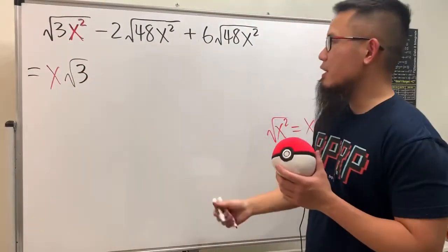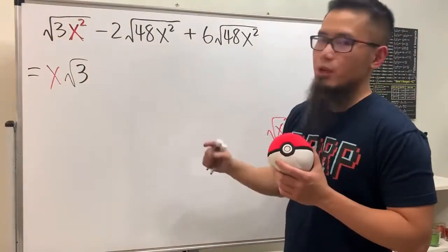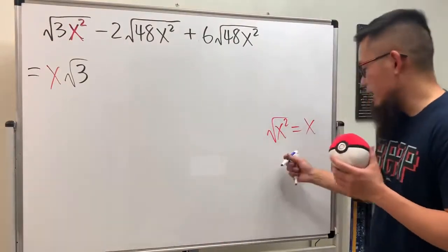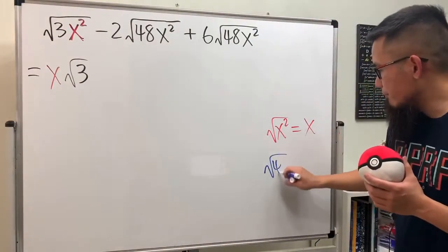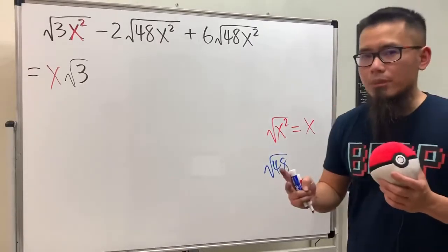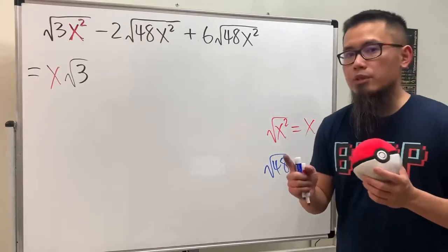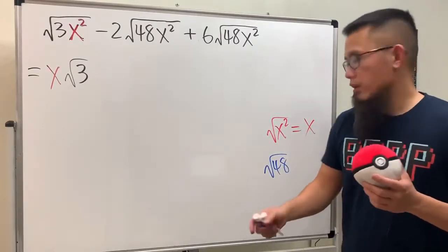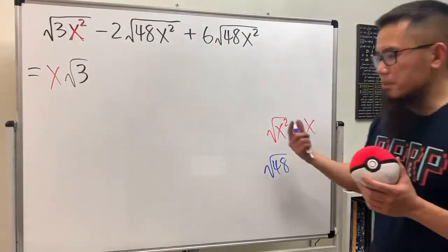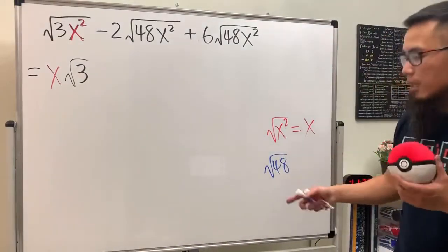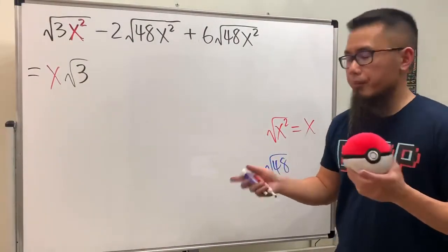Now for the next term, we have the 48 right here. So let's do that on the side. When we have the square root of 48, we have to think about two numbers that multiply to be 48, and one of the numbers should be a perfect square. So please do not use 2 times 24, even though 2 times 24 is equal to 48, because none of them is a perfect square.